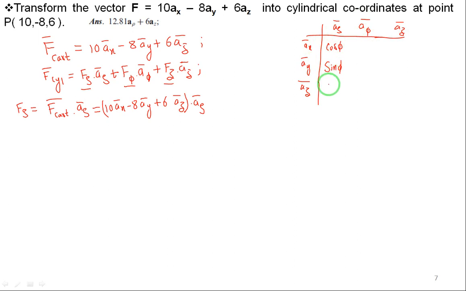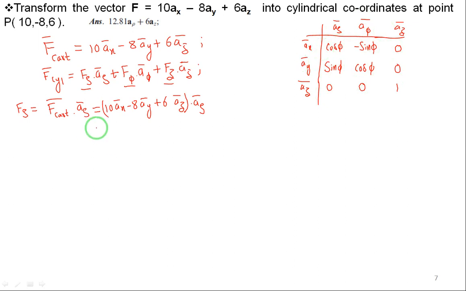Az and a rho are mutually perpendicular to each other, so it will be 0 if I take the dot product. Then take the derivative of the first column elements with respect to phi. Derivative of cos phi is minus sin phi. How to fill up the table I have already told in the previous class. Derivative of sin phi is cos phi, and the dot product of az and a phi, they are mutually perpendicular, once again it is 0. Then ax dot az is 0 because they are mutually perpendicular. Ay dot az is again 0. Az dot az, they are similar vectors, so it will be 1. So this table is ready, right?